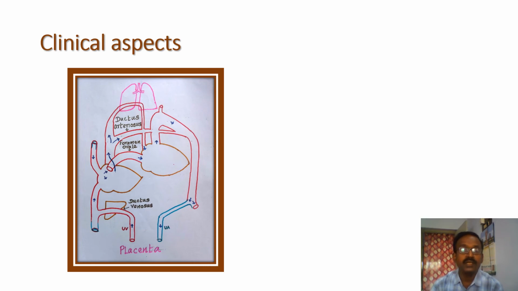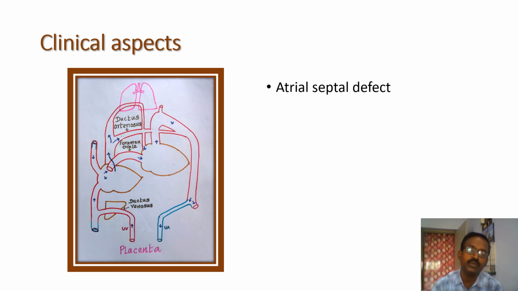The clinical importance: after the birth, if the foramen ovale is not closed, it will produce the atrial septal defect. Due to the atrial septal defect, the left atrial pressure is more, so blood moves from the left atrium to the right atrium. So it decreases the oxygenation of the tissue, the oxygen supply to the tissue. Atrial septal defect is due to the defect in the closure of the foramen ovale.